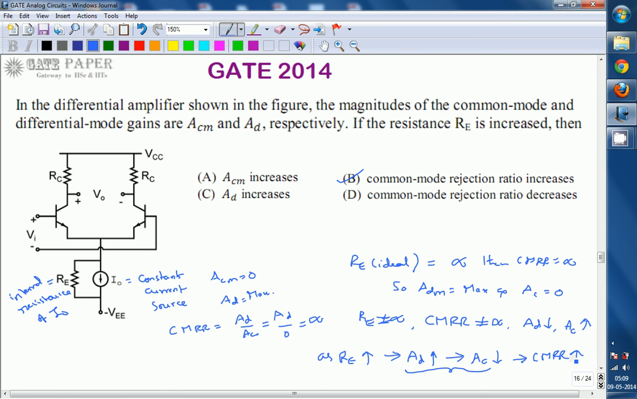Even though option C looks right, it has only considered the AD effect, but ACM is also getting affected, and CMRR is the ratio of AD by ACM. So AD is increasing but ACM is also decreasing, so CMRR will be very high. If you consider only AD, you are considering only one parameter, but to get the effect of RE we must consider both AD and ACM. The CMRR increases not only because AD increases but also because ACM is getting reduced. So the right option is B for this one. Thank you.